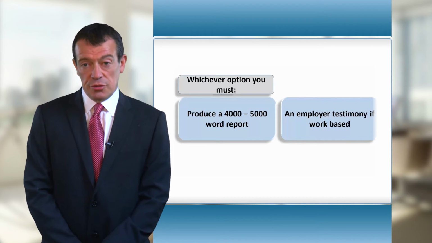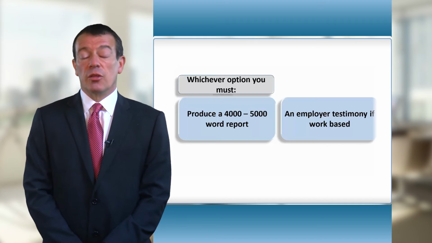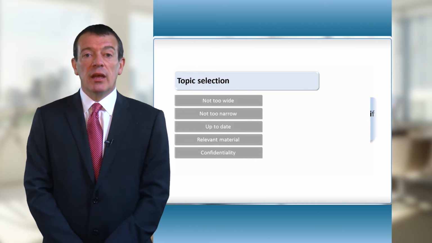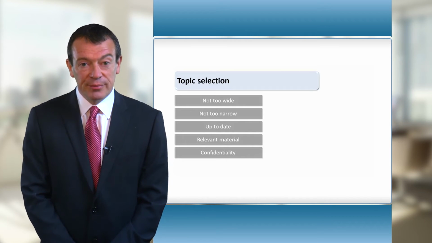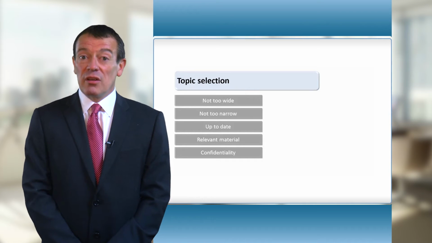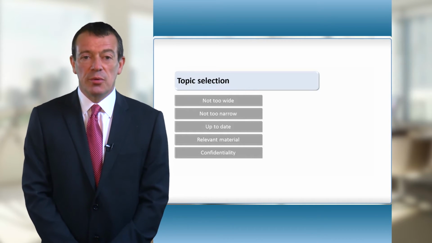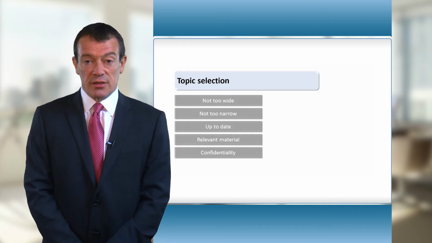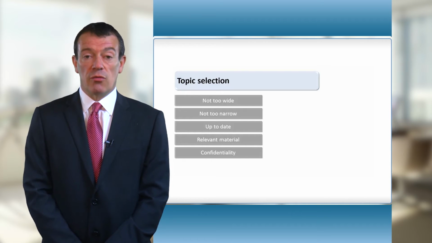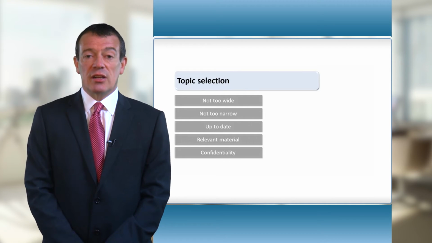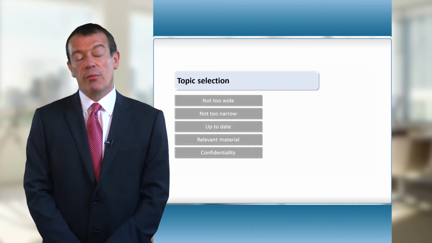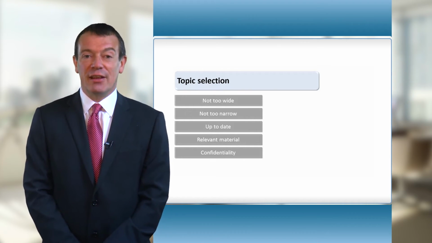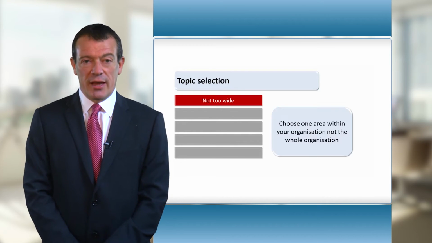Whichever option you choose, however, and we would recommend the work-based one if possible, make sure your topic isn't too wide. Make sure it's not too narrow, because you've got to write between 4,500 and 6,500 words. Make sure everything is up to date. Make sure you include relevant information only, and please ensure and tell your employer that confidentiality will be assured at all times, and that will relate, as you well know, to your ethics module at level 3. So it sort of carries on from there.